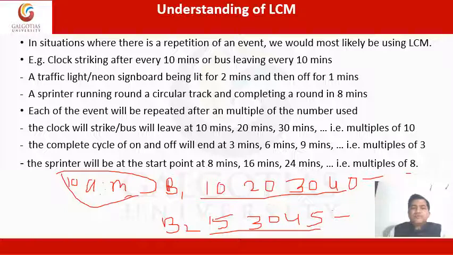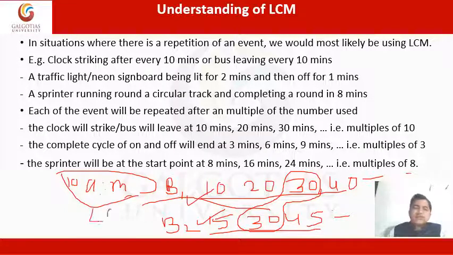Now if you see, 30 is the first common multiple of 10 and 15. So if it is the first common multiple, can I tell this is the lowest common multiple of 10 and 15? That is the LCM, correct? So I hope you would have got some idea. These are the situations wherein the idea of LCM comes into play. Okay.